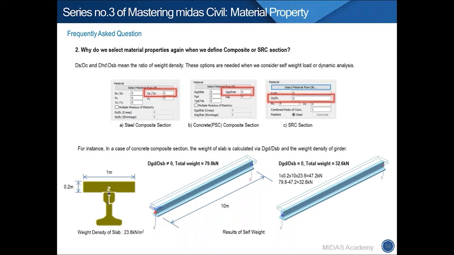So the software needs information about the subsection. Subsection means, in this case, the slab section. Because of that, we need to input the ratio of weight density and thermal coefficient. This figure shows an example regarding the ratio of weight density. If the ratio is zero, the part two, which means the slab part here, is not counted as the weight force, self weight force.